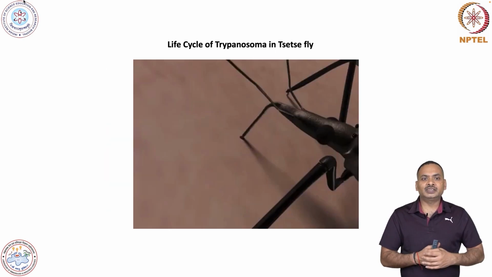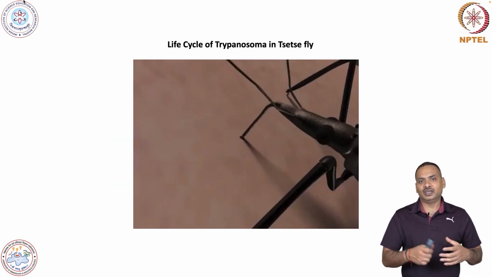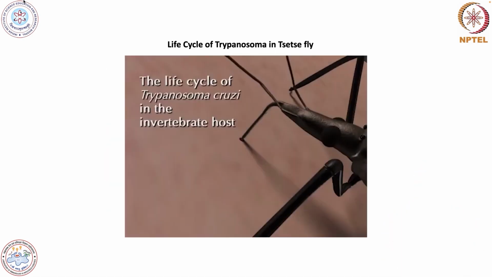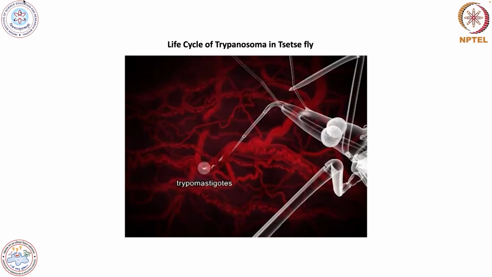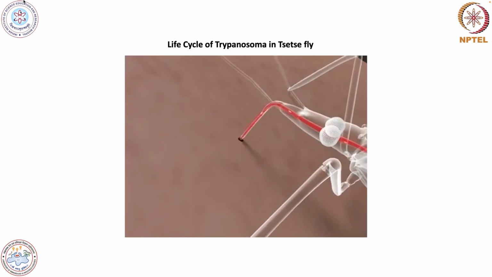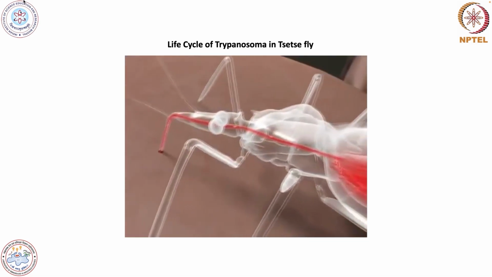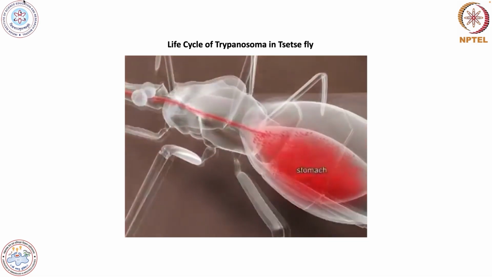Now here you can see the life cycle in the insect host. The life cycle of Trypanosoma cruzi in the invertebrate host. In this video, we see the life cycle of Trypanosoma cruzi in the insect. The life cycle in the invertebrate host begins with the ingestion of trypomastigotes present in the blood of the vertebrate host during a blood meal.